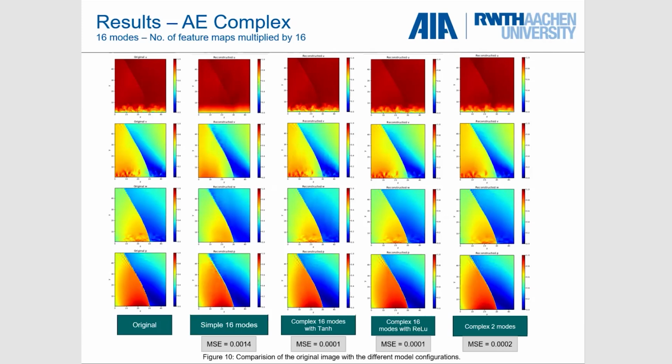And here we can already recognize that the complex configuration with 16 modes, as well as the 2 modes, are capturing the flow phenomena in a rather good fashion, as the shock is captured and the small scale structures are captured in detail as well. From the first look, we can say that the hyperbolic tangent and rectified linear unit activation functions are doing a pretty similar job in reconstructing the image.